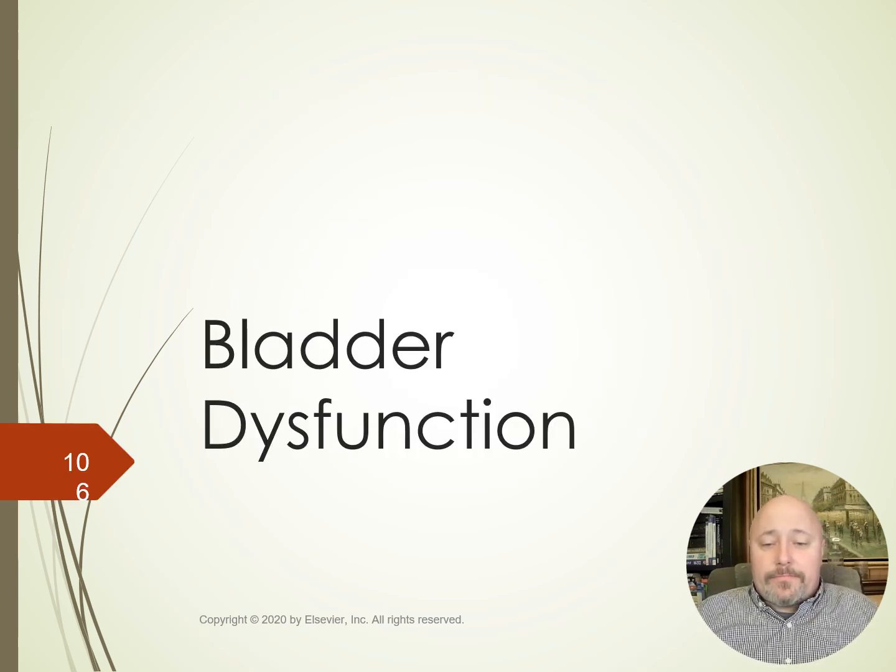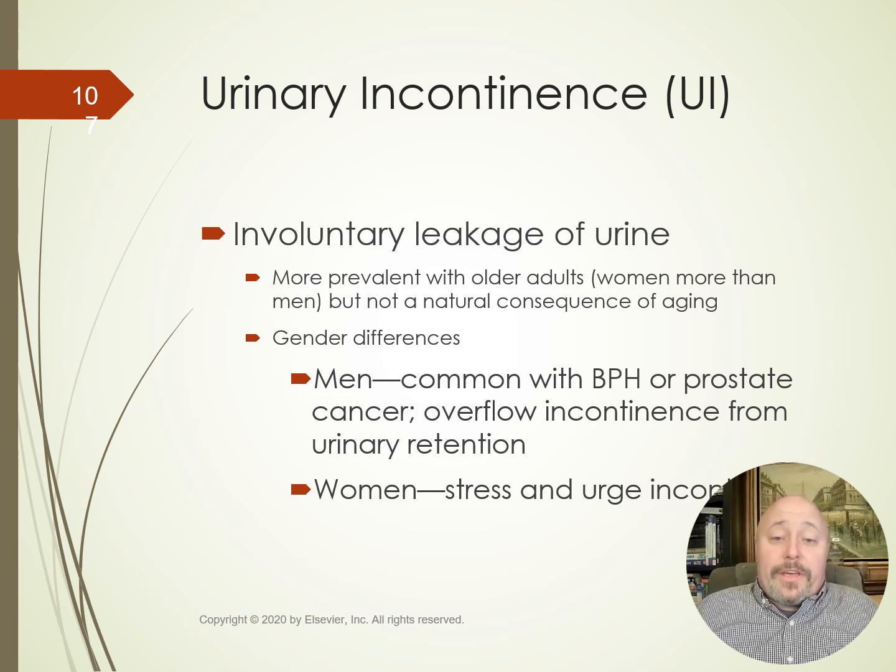Bladder dysfunction. The most common would be urinary incontinence. This is the involuntary leakage of urine. It's more prevalent in older adults and in women more than men, but is not a natural consequence of aging. With men, it's usually due to BPH or prostate cancer, with overflow incontinence from that urinary retention, whereas with females, it usually takes the form of stress or urge incontinence.